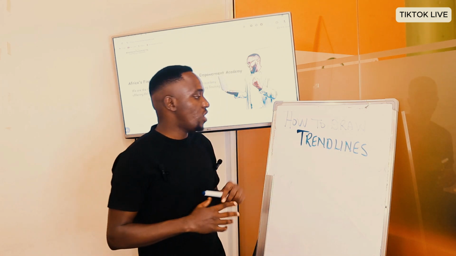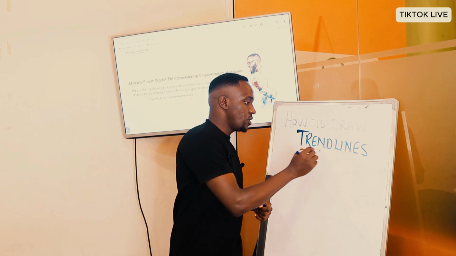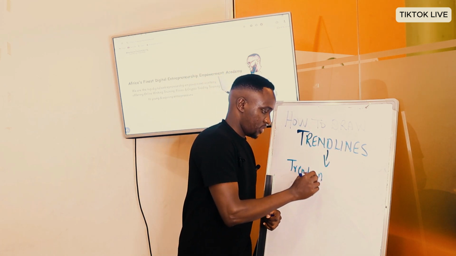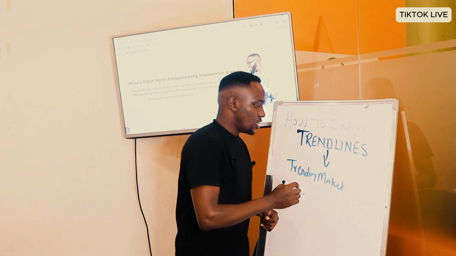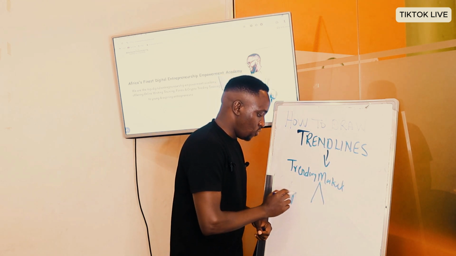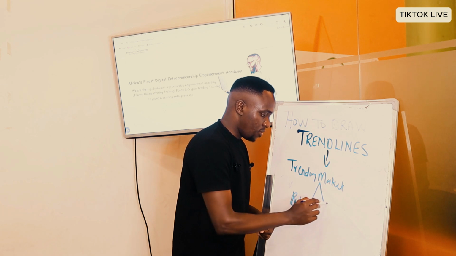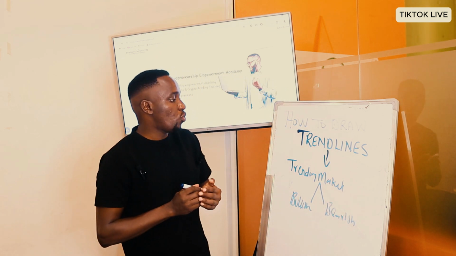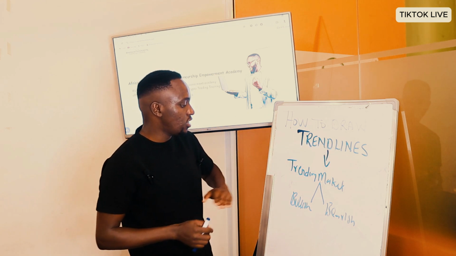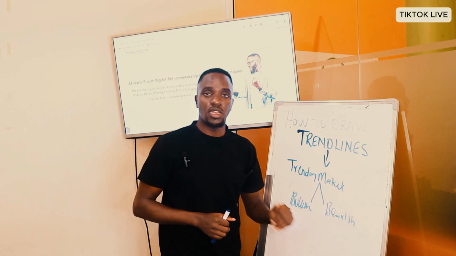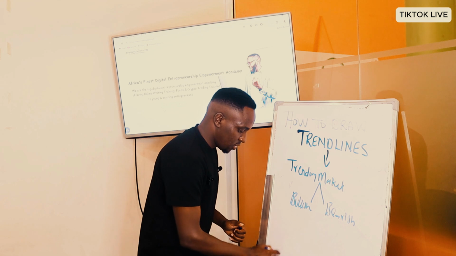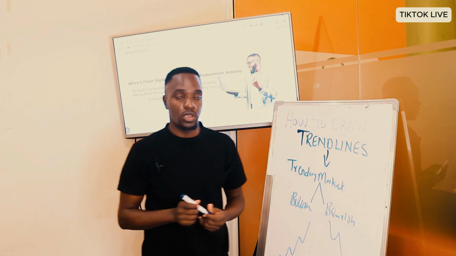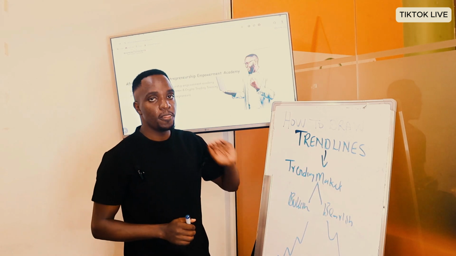A trending market means that the market is either bullish or bearish. This goes to show you that anytime you'll be using the trend line, it will be when the market is clearly bullish or clearly bearish, like this, or when the market is clearly bearish like this. This is the best time to use the trend lines.